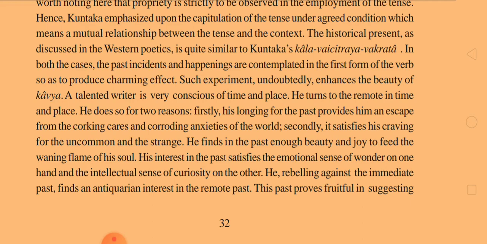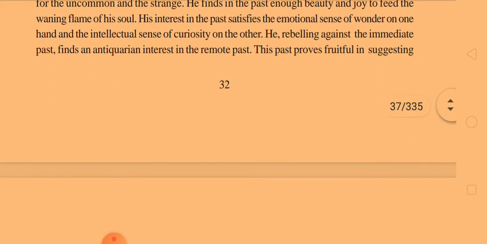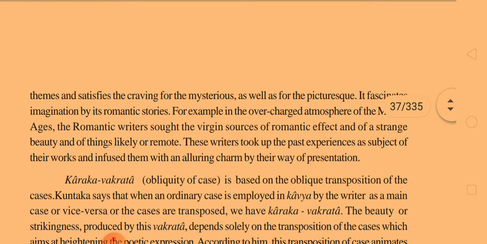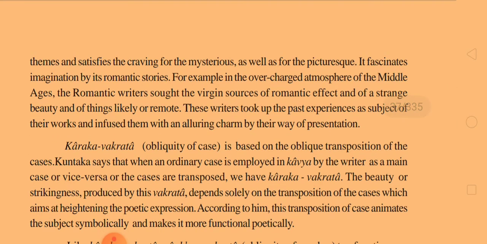This past proves fruitful in suggesting themes and satisfies the craving for the mysterious as well as for the picturesque. It fascinates imagination by its romantic stories. For example, in the overcharged atmosphere of the Middle Ages, the romantic writers sought the virgin sources of romantic effect and of a strange beauty in things lovely or remote. These writers took up the past experiences as subject of their works and infused them with an alluring charm by their way of presentation.